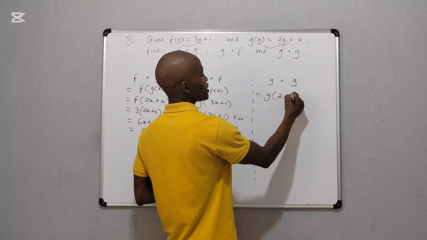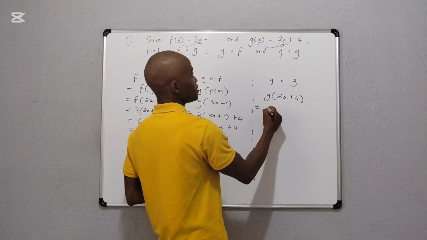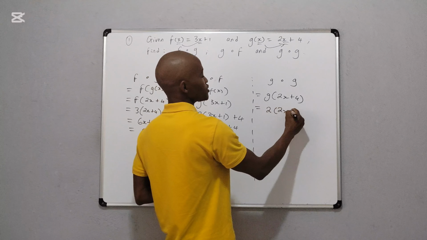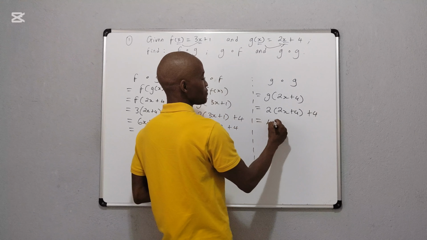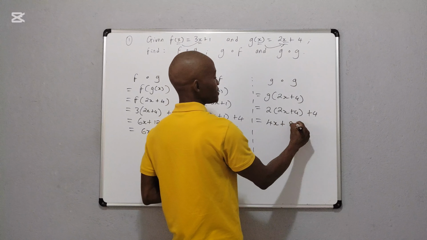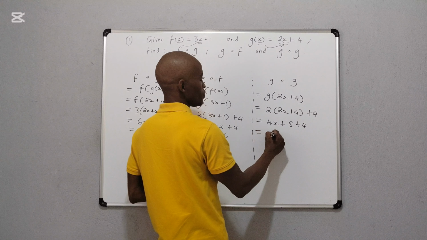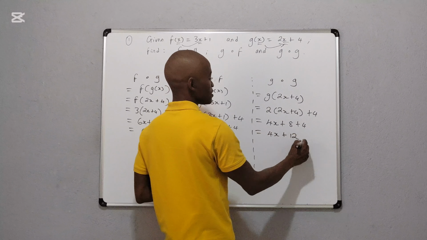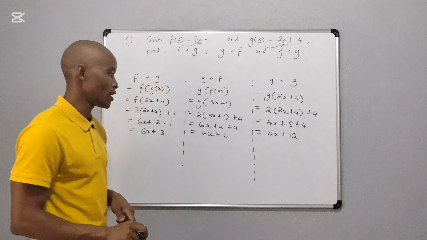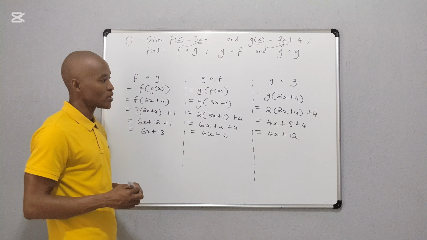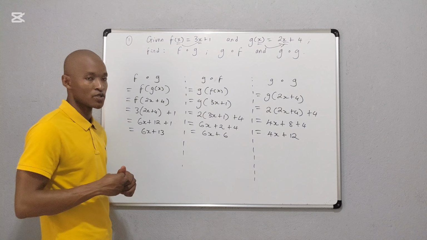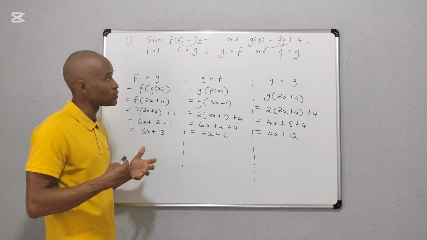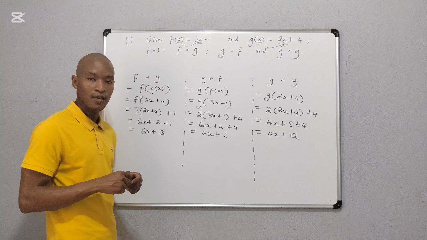Let's go to g composed of g. I'm going to plug in 2x plus 4 in g, so it's 2 times (2x plus 4) plus 4, giving us 4x plus 8 plus 4, which is 4x plus 12. Okay, so that is basically a straightforward approach to composition of functions, well, basic types, the linear functions.